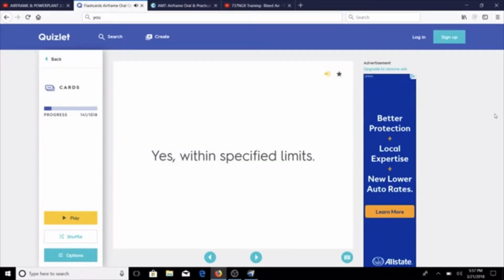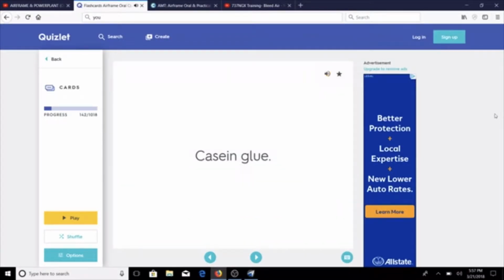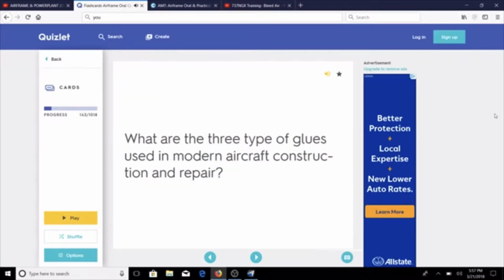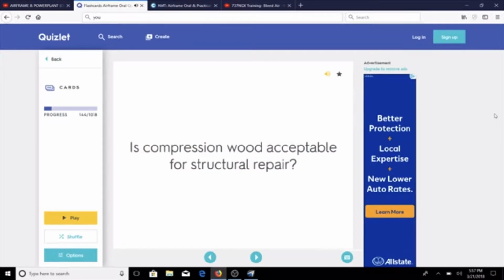Yes, within specified limits. What type of glue may have been used in older wooden aircraft constructions that requires careful inspection to detect deterioration? Casein glue. What are the 3 types of glues used in modern aircraft construction and repair? Resorcinol glue, phenol formaldehyde glue, and epoxy resin glue. Is compression wood acceptable for structural repair?